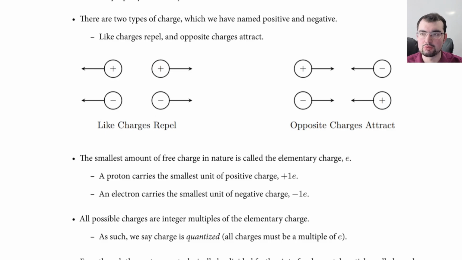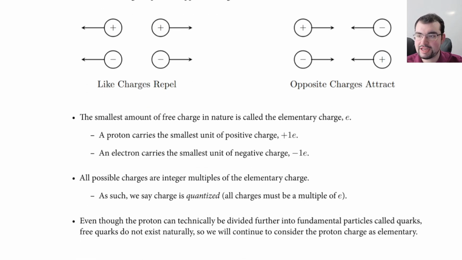And the main governing rule for charges is that there's two types, which we have called arbitrarily positive and negative. And they're governed by the fact that like charges repel and opposite charges attract. So we see that plus and plus push away from each other, minus and minus push away, whereas plus and minus are going to attract.